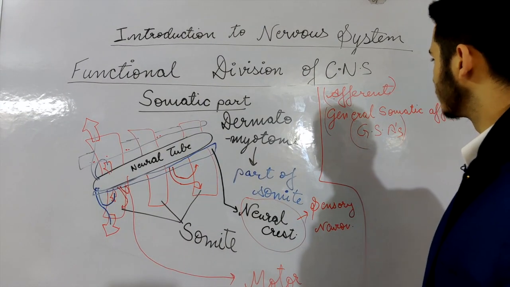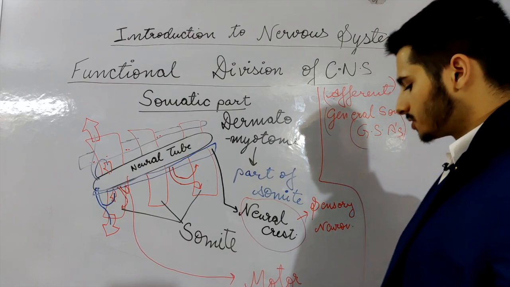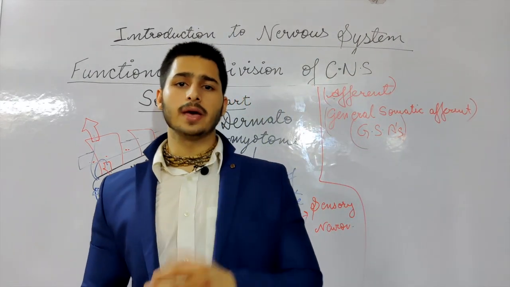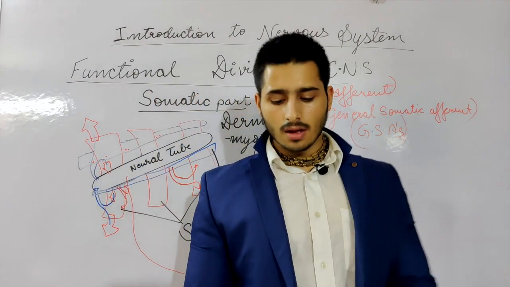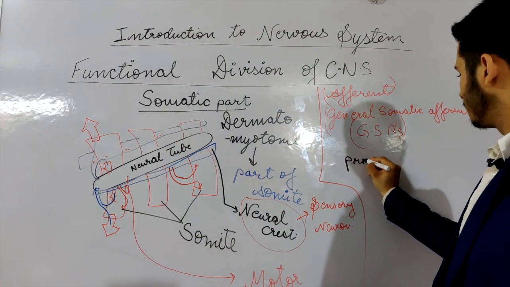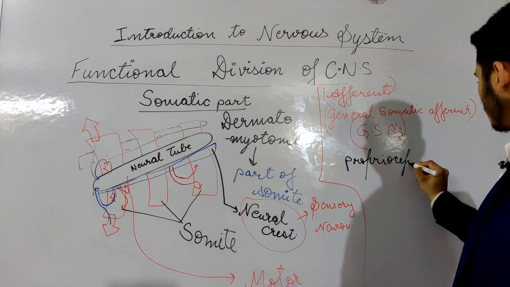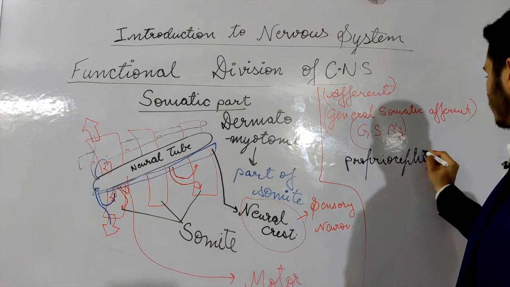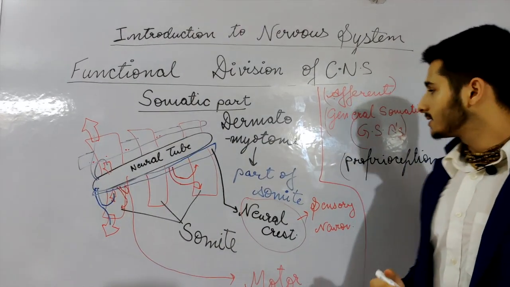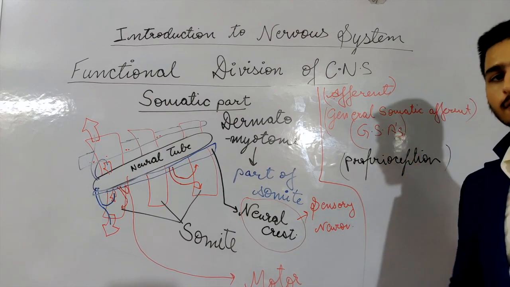Now the modalities carried by these fibers are touch, temperature, pain, and proprioception. When we say the word proprioception, it is the ability of the body to maintain balance and posture, which is carried out by these general somatic afferent fibers.